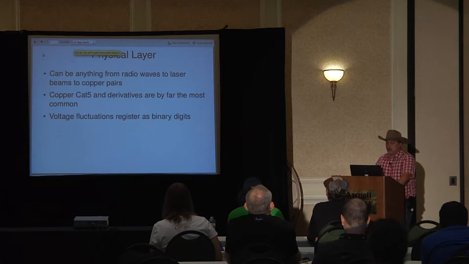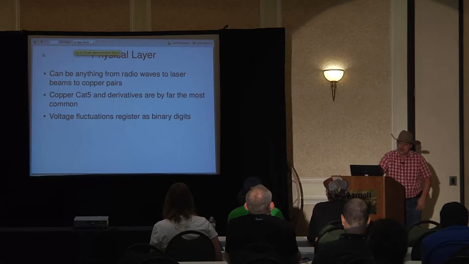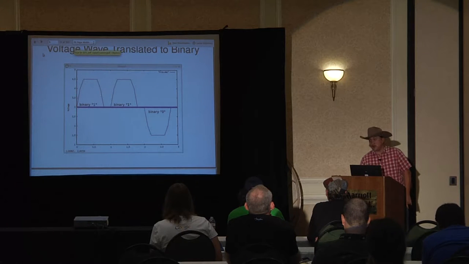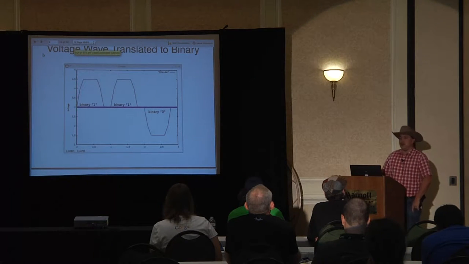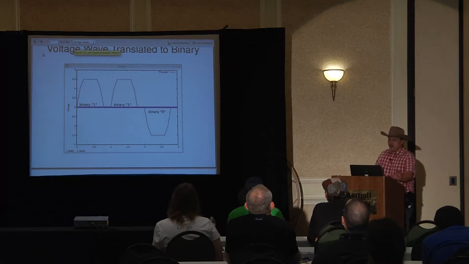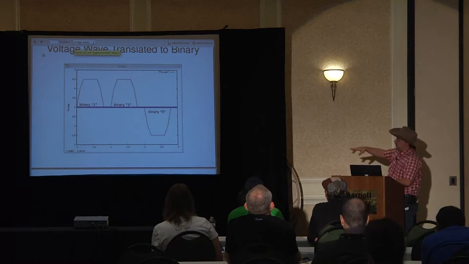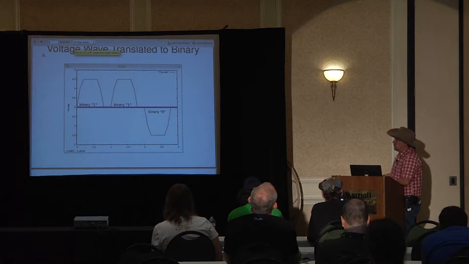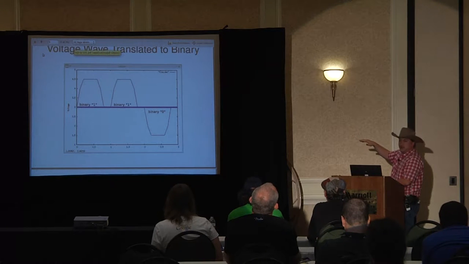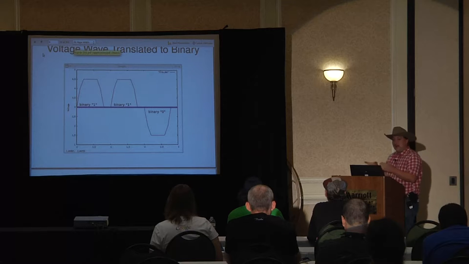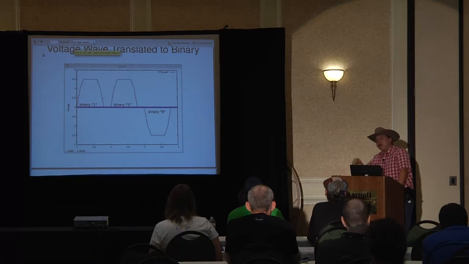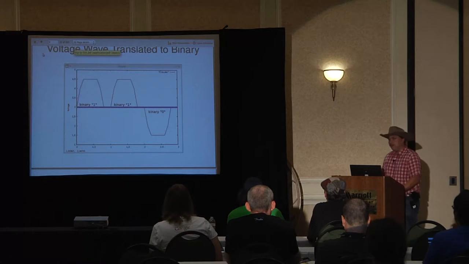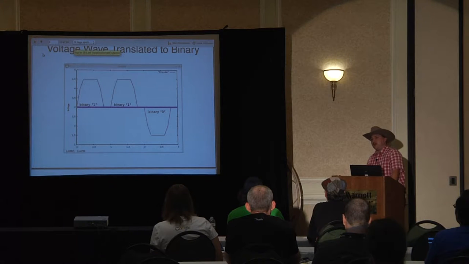And when you're doing copper, basically voltage fluctuations, that's what registers as your binary digits. And I have a nice little graph here with made up numbers. So if the numbers don't work, don't blame me. I just pulled this out of my butt. Here you can see our x-axis is essentially time, our y-axis is voltage. And right around 3 volts, we have essentially a blank and empty bit. So whenever it's above that 3 volt value, it's a binary 1. And when it's below that 3 volt value, it registers as a binary 0.